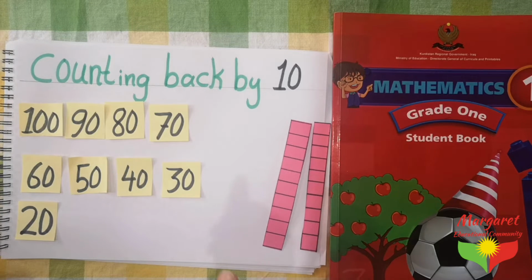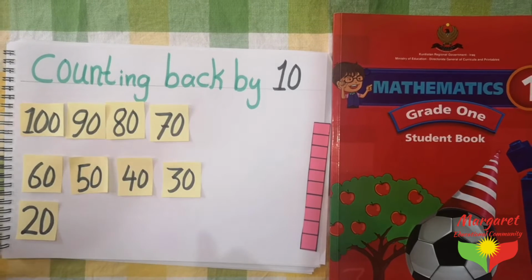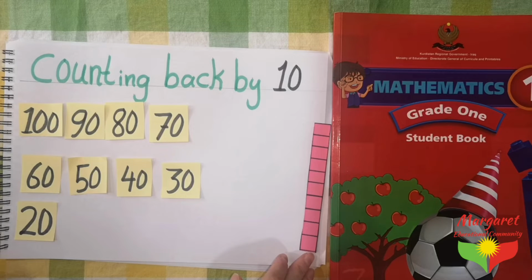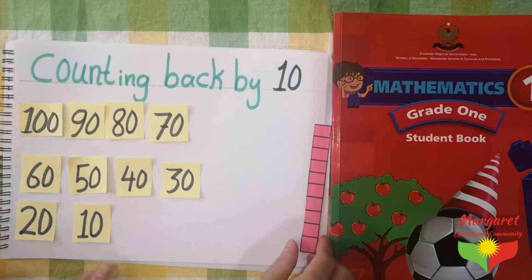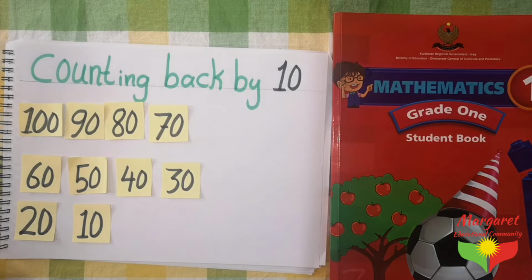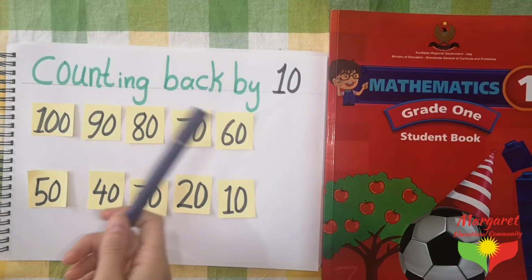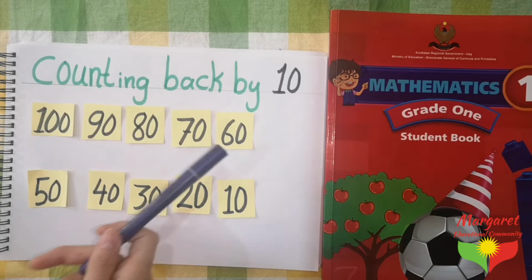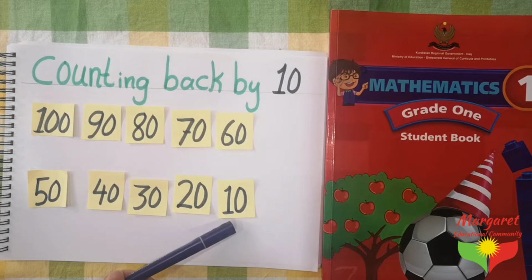If we take away 1 ten of them, how many tens are left? Yes, 1 ten is left. So 1 ten is 10. Let's count back by 10. Counting back by 10: 100, 90, 80, 70, 60, 50, 40, 30, 20, 10.